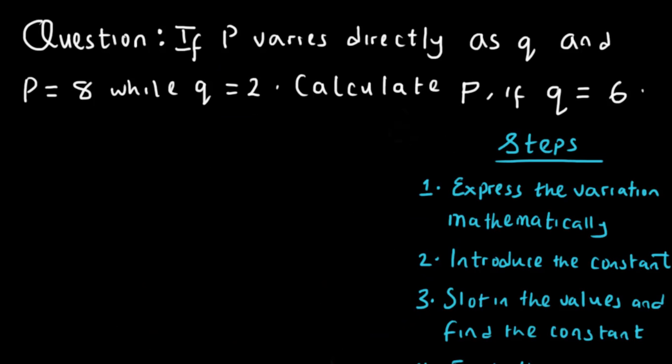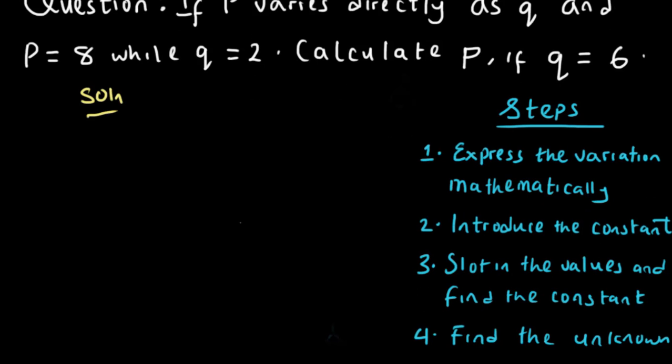If P varies directly as Q, and P equals 8 while Q equals 2, calculate P if Q equals 6. Now, on the right hand side here, I have the steps you need to take to be able to solve this question. Number 1 is express the variation mathematically. Number 2, introduce the constant. Number 3, slot in the values and find the constant. Number 4, find the unknown. Now we are going to go through these steps together to be able to solve this question.